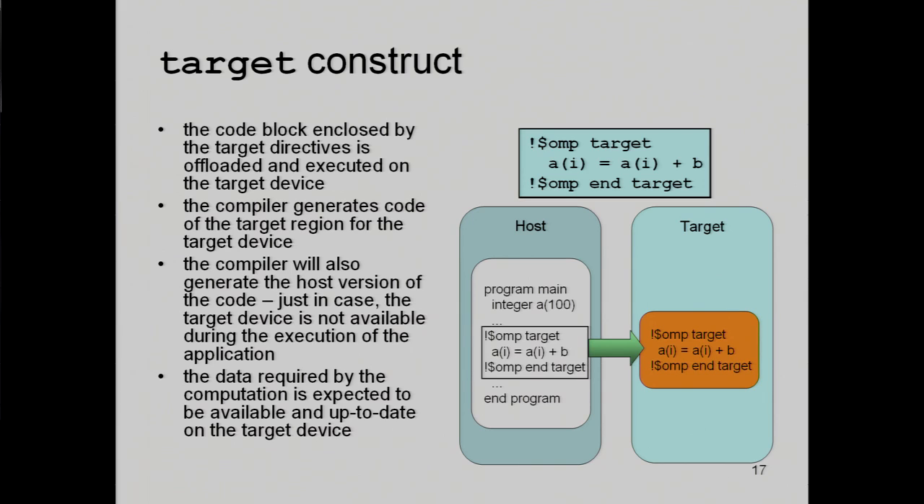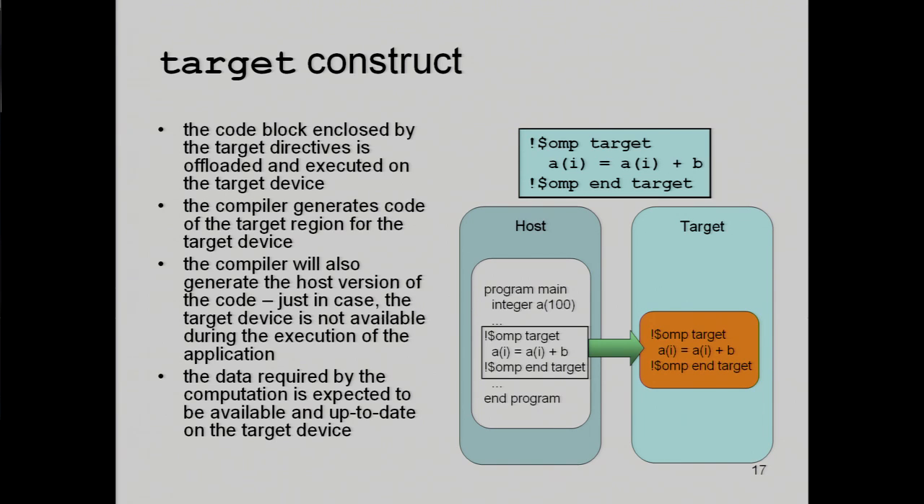The next one is very similar, and sometimes it's confusing, but it's just a very similar construct. It's called the target construct. The major difference is that the target construct is a superset of the target data construct. The target data construct just creates a new device data environment and tells the compiler to allocate the appropriate data on the target device, and it's not doing any execution on the target device. But the target construct is doing both.